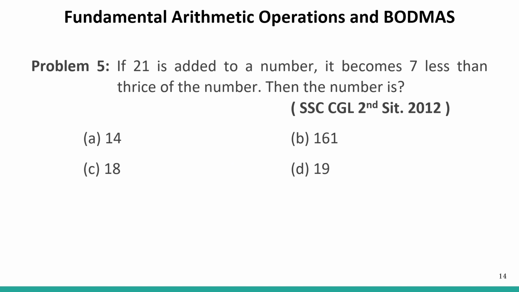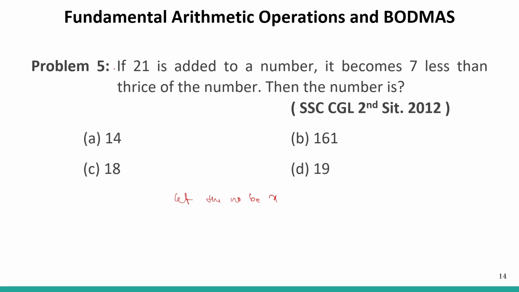If 21 is added to a number, it becomes 7 less than thrice of that number. So the number is, okay, this is the question. This question has already appeared in the second sitting of 2012 SSC CGL exam. This seemed to be a tricky question, but let's solve it and find out whether it is really tricky or not. So let the number be x.